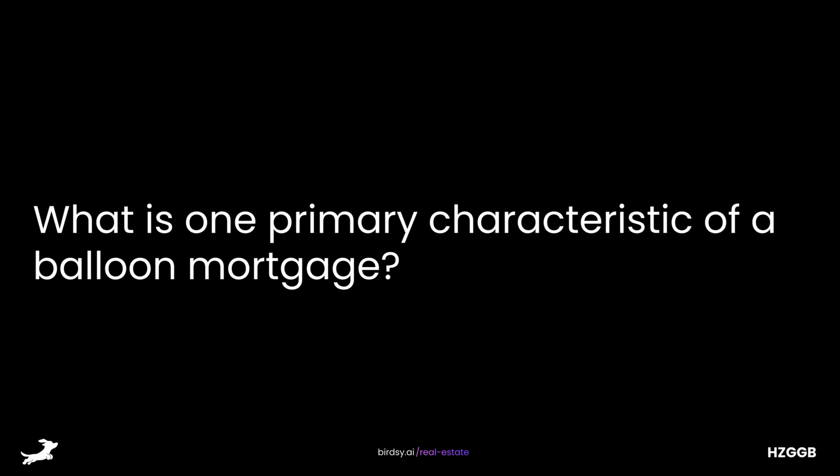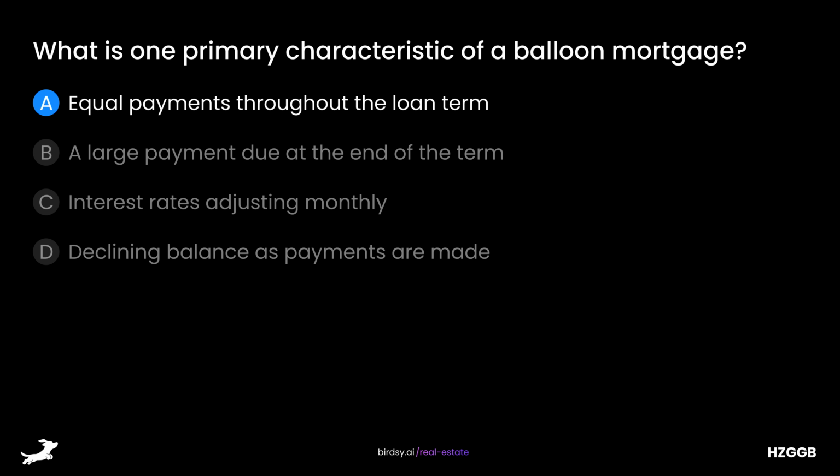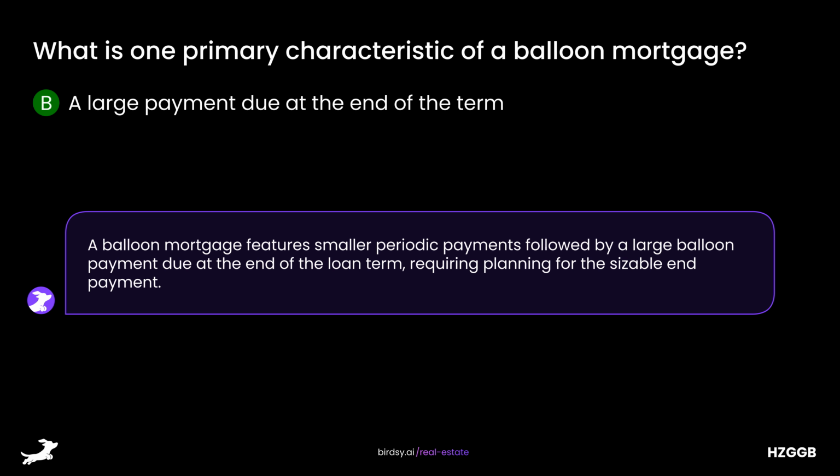What is one primary characteristic of a balloon mortgage? Is it A, equal payments throughout the loan term? B, a large payment due at the end of the term? C, interest rates adjusting monthly? Or D, declining balance as payments are made? The answer is B, a large payment due at the end of the term. A balloon mortgage features smaller periodic payments followed by a large balloon payment due at the end of the loan term, requiring planning for the sizable end payment.